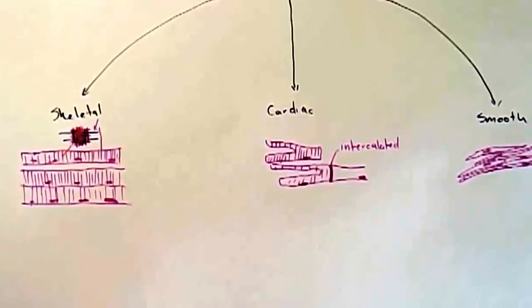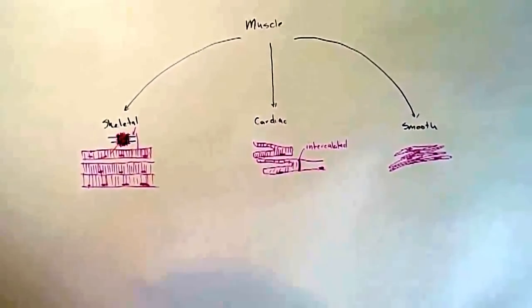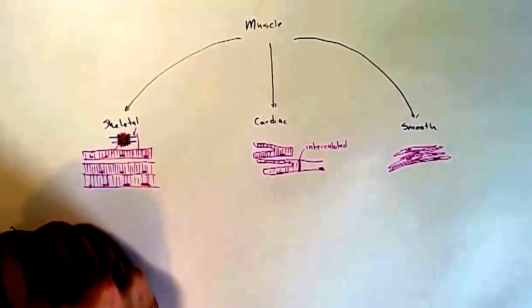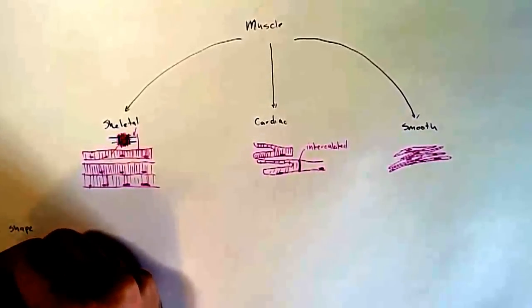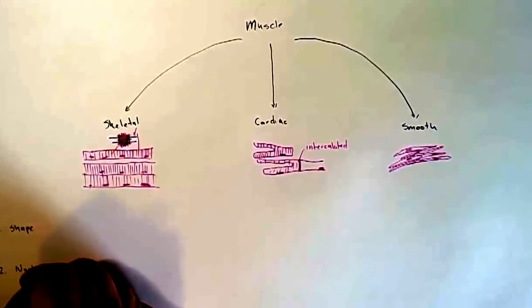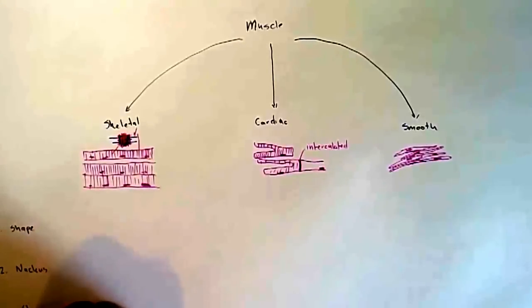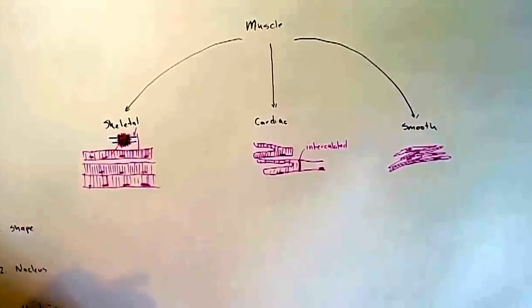So when we look at skeletal, cardiac, and smooth, the way that you can tell them apart is you base it on 1, the shape, 2, nucleus location, 3, presence or absence of striations, and 4, presence or absence of intercalated discs.